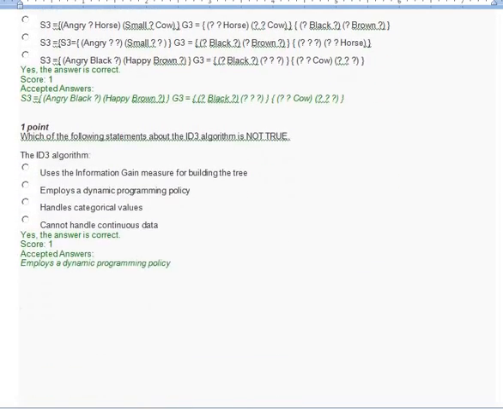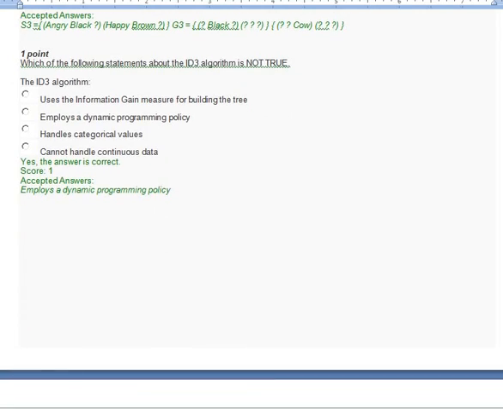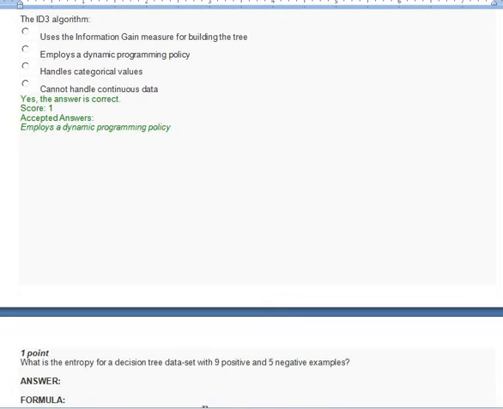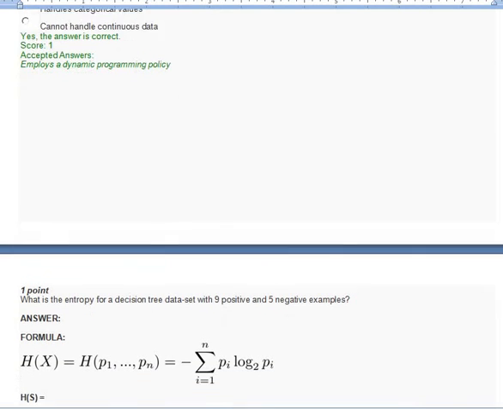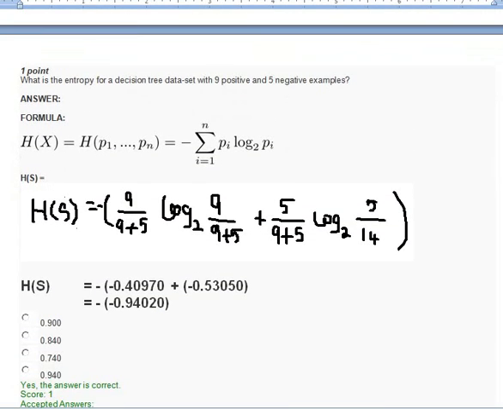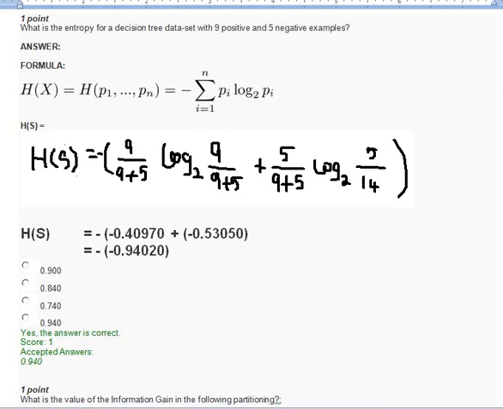Then we go to the ID3 algorithm, which is not too rarely asked. For that, the answer is that it employs a dynamic programming policy, and here we come to the problems. The question they have asked is the entropy of a decision tree data set with 9 positives and 5 negatives. So this is a very important question.